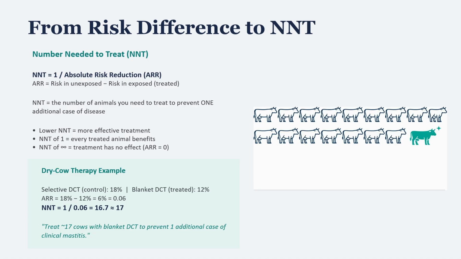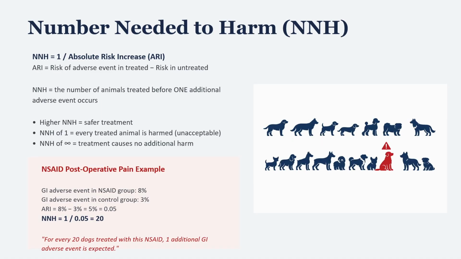The treatment does nothing. NNH is the mirror image of NNT, but now we're measuring harm rather than benefit. NNH equals 1 divided by the absolute risk difference, the increase in adverse event risk caused by the treatment. In our NSAID example, dogs treated with the NSAID had an 8% rate of GI adverse events compared to 3% in untreated dogs. The absolute risk difference is 5%, and NNH equals 1 divided by 0.05, which equals 20.